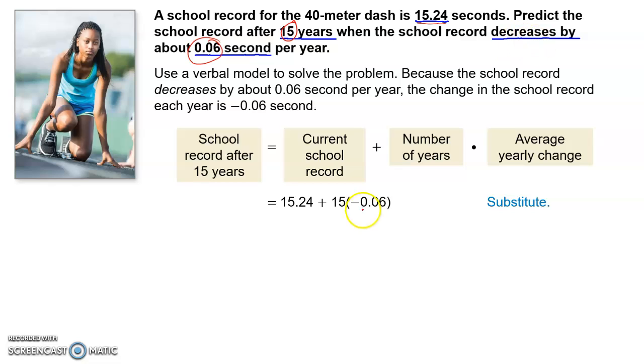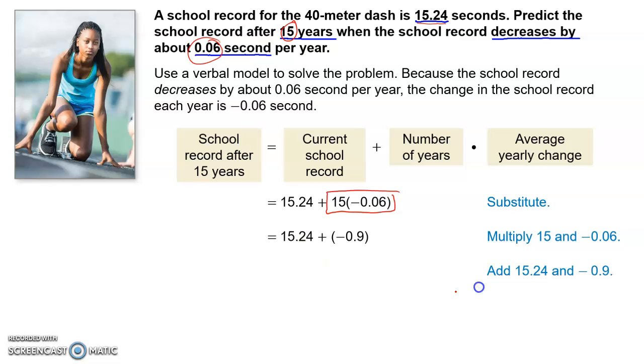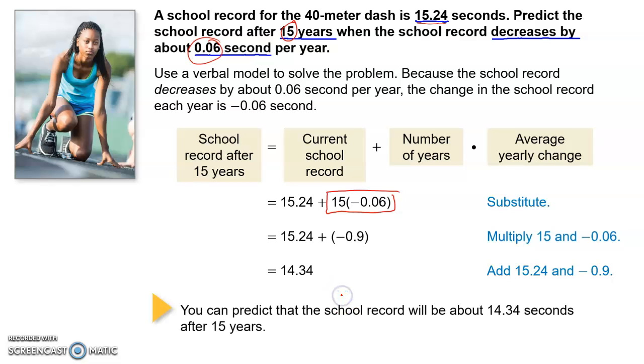So it decreases by. So then they take this, and they have to do multiplication first. So we would multiply that 15 times 0.06. You end up with a negative 0.9. Add that to 15.24, and they end up with a positive 14.34. So they can predict the school record will be about 14.34 seconds after 15 years. So turn to the very last page.